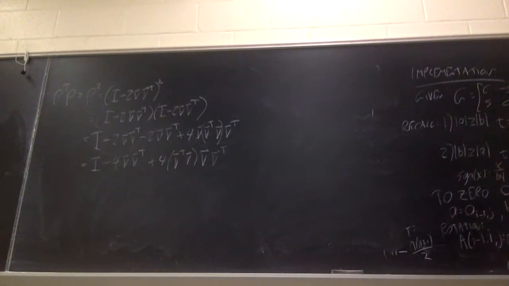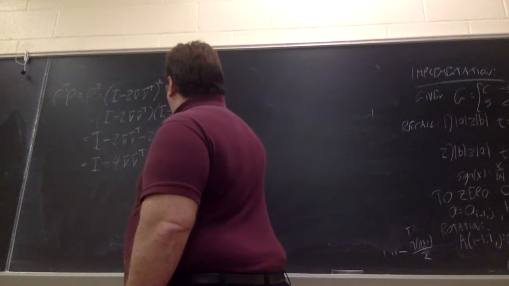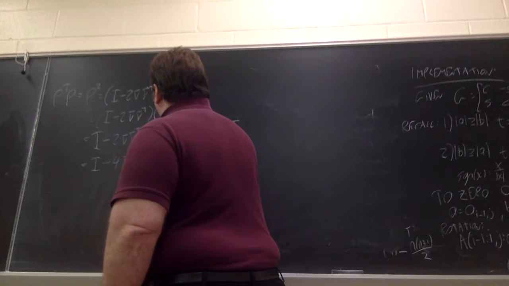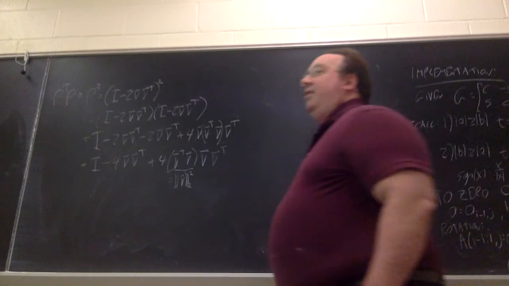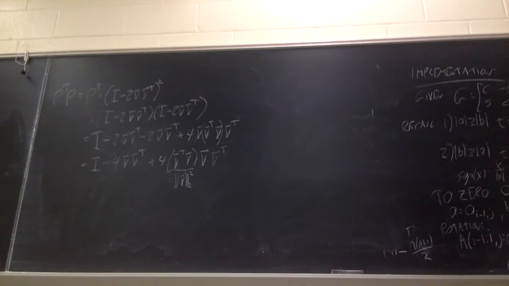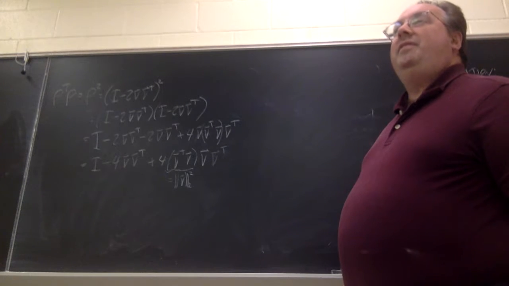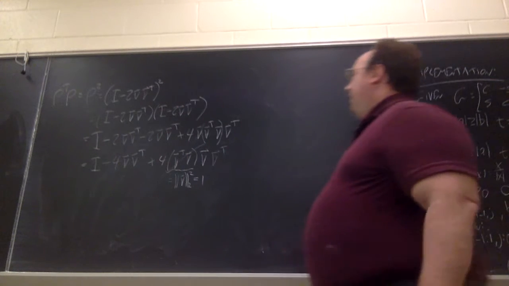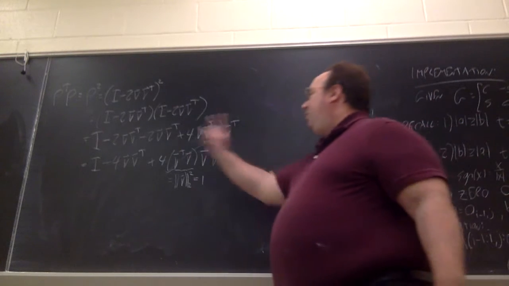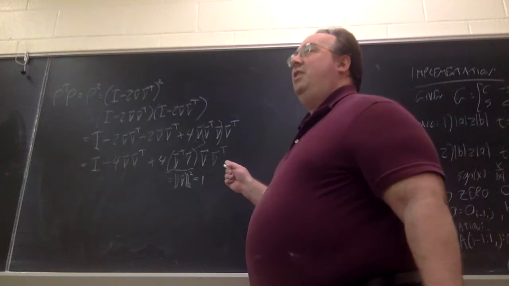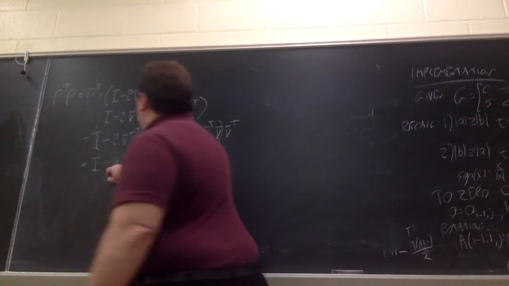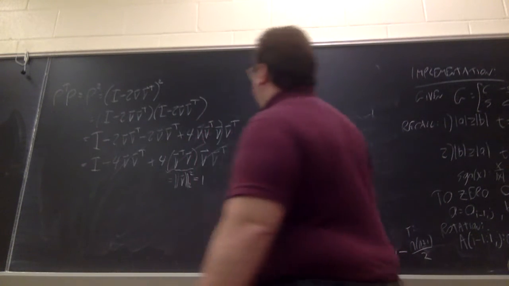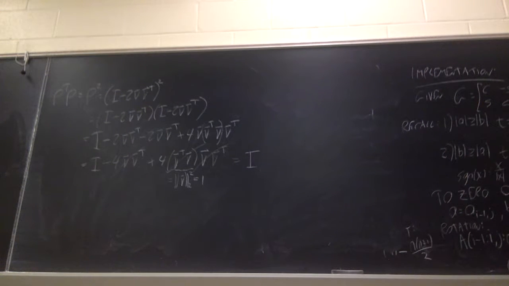Now, V transpose V, the dot product or inner product of a vector with itself, is the magnitude in the two-norm sense squared, which in this case is 1, because that's what I assumed at the beginning. So that goes away. So now I have identity minus 4VV transpose plus 4VV transpose. So everything goes away, and I'm left with identity. That's a consequence of using a 2 in there.